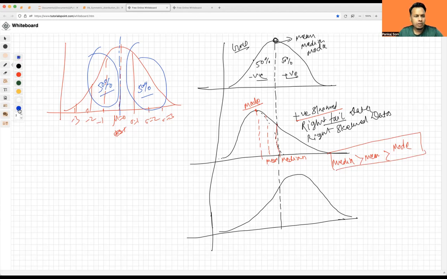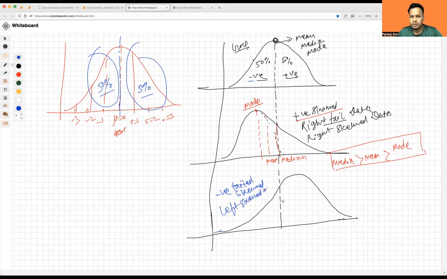Now, if you talk about another case where your tail is extended toward the left side, so this is coming in the negative side, right? This will be called negative tailed, or negatively skewed, or negative skewed data, or since it is on the left side, left skewed data.